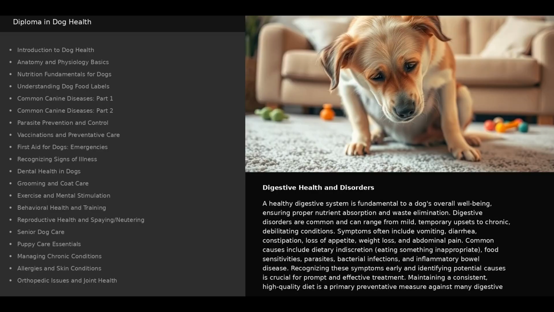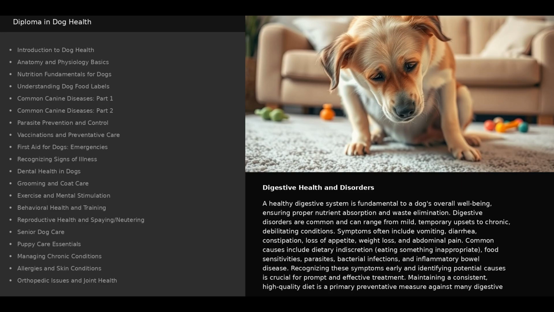Digestive health and disorders. A healthy digestive system is fundamental to a dog's overall well-being, ensuring proper nutrient absorption and waste elimination. Digestive disorders are common and can range from mild, temporary upsets to chronic, debilitating conditions. Symptoms often include vomiting, diarrhea, constipation, loss of appetite, weight loss, and abdominal pain. Common causes include dietary indiscretion, eating something inappropriate, food sensitivities, parasites, bacterial infections, and inflammatory bowel disease.